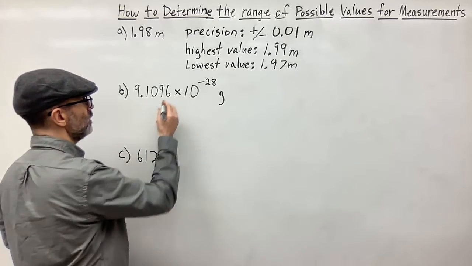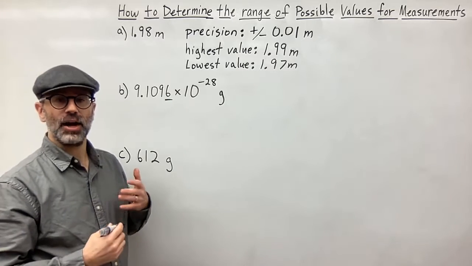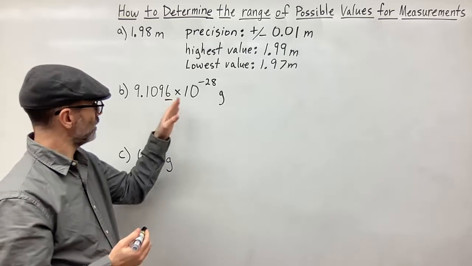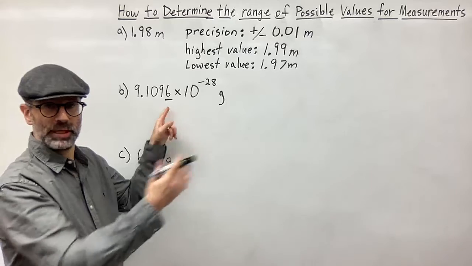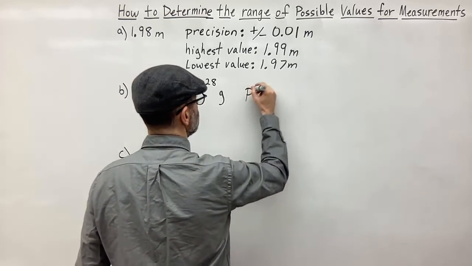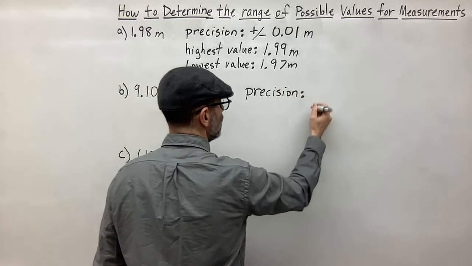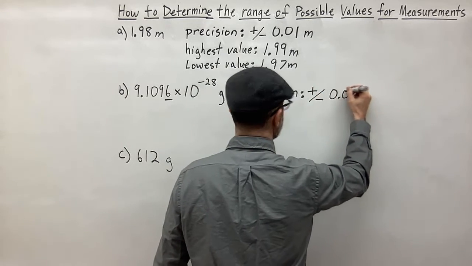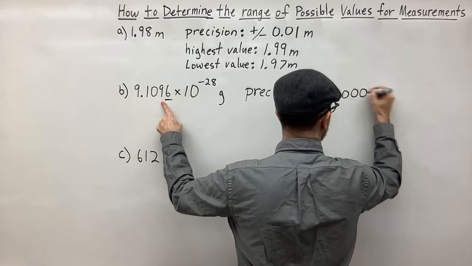So here, the last digit is the 6. Now, you might look at this and say, okay, it's plus or minus 1 where the 6 is. What place is this? Well, it's 1, 2, 3. It's the 4th decimal place over. So you might assume that the precision for this measurement is plus or minus 0.0001.